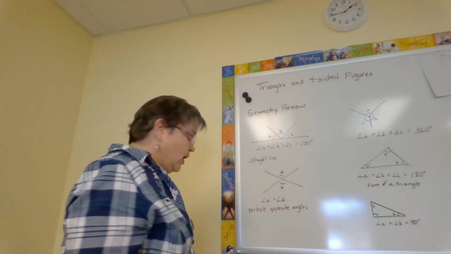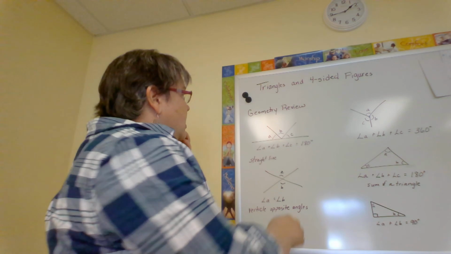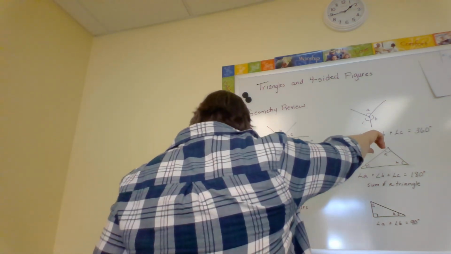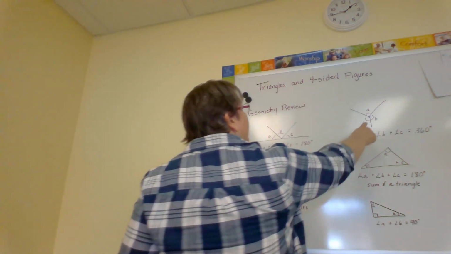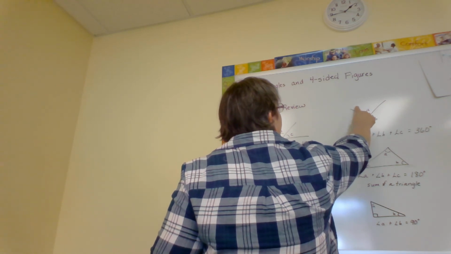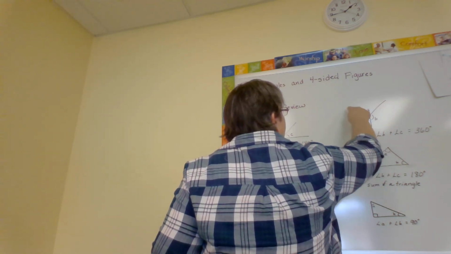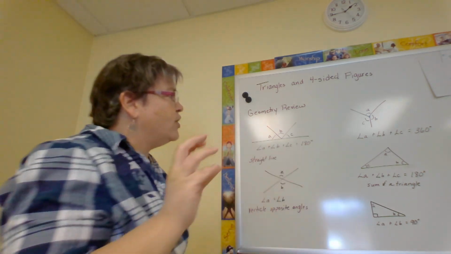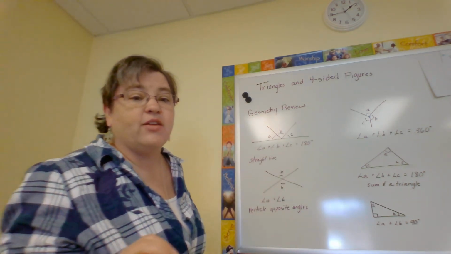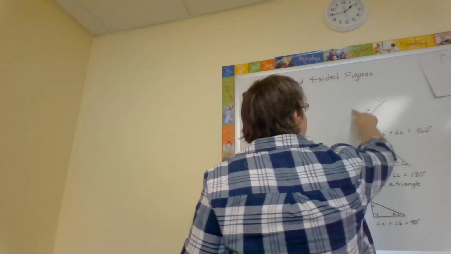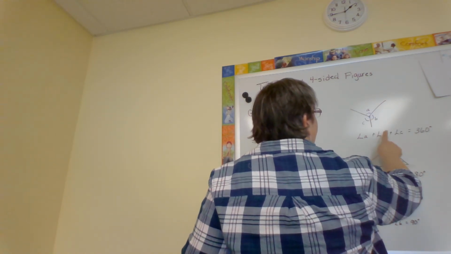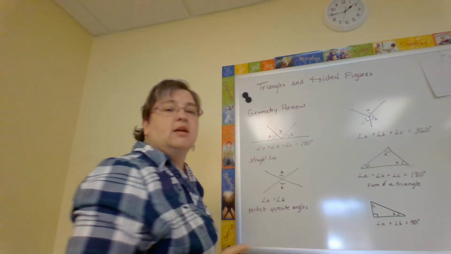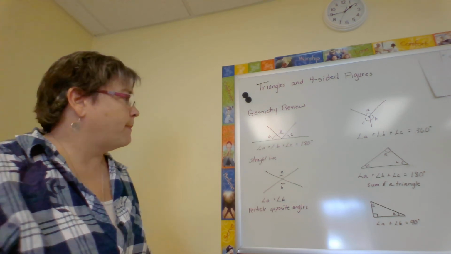All right, what else have we already learned? Let's look up here. We know the sum of angles around a point. So I have angle A, angle B, and angle C, and they all meet at one point. I know that all those angles, when added together, equal 360 because they make a complete circle. Angle A plus angle B plus angle C equals 360.